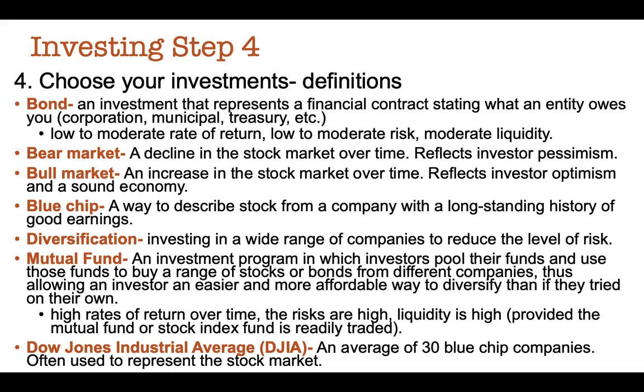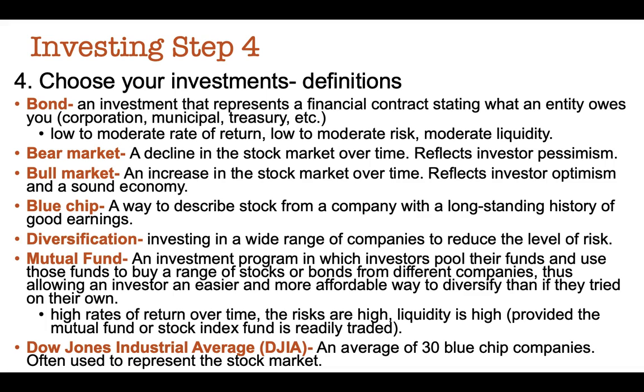And so a bond is just a contract saying whatever you buy the bond from, they're going to owe you money later. It's going to pay certain amounts of interest. So according to our 3 criteria, your textbook says bonds can be low to moderate in terms of rate of return and risk, and moderate in liquidity. You can buy them with different term lengths.